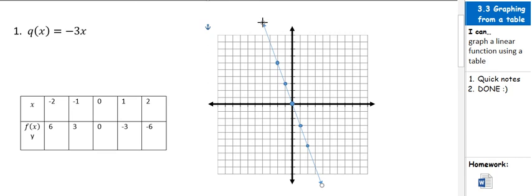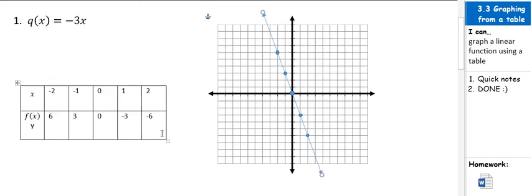When I have my line, I need to make sure that I put arrows on either end of it because I want to show that this goes on forever on my graph. It doesn't just stop. So make sure you have your arrows on your linear function. And this is the linear function -3x. I know you guys probably remember how to graph with a slope and an intercept, and we're going to get to that, but we need to make sure we can use a table first.